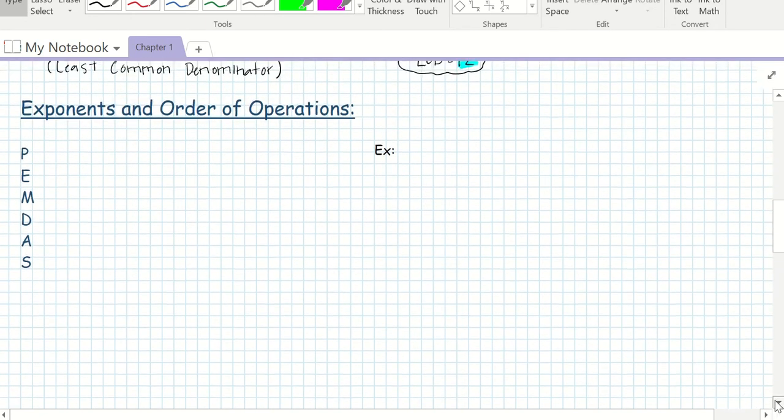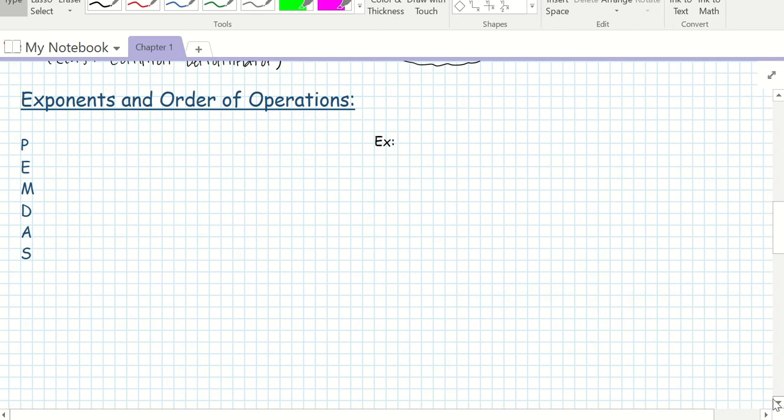Let's go ahead and now talk about exponents and order of operations. So first thing I want to talk about is basically what is the order of operations, and then I'm going to go ahead and include the exponents. But what is the rule for the order of operations? For order of operations, we use what we call PEMDAS. And PEMDAS is basically the priority or the order in which we do each operation whenever we are given an expression, right? P stands for parentheses.